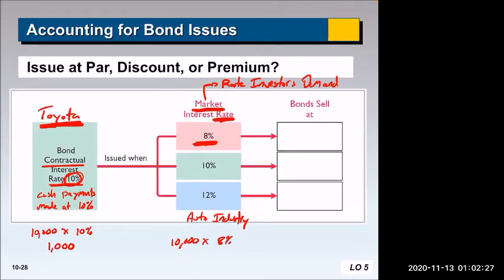They're only going to make 800, right? Well, so clearly I'd rather have the higher payment. Okay. So if I'm paying more than the market, well, then I can charge you more for my bond.